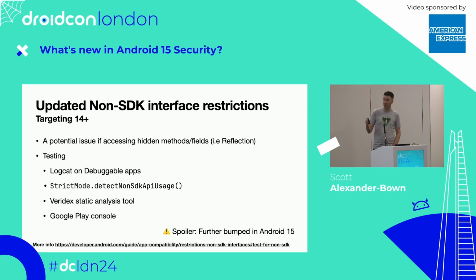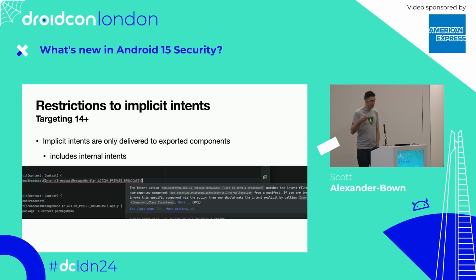So not much that we need to change for our own code. It's more third-party code, and adding testing to make sure that our app isn't susceptible to that. Another spoiler alert: in Android 15, this is bumped as well, and it's pretty much a copy and paste of the slide. I'm sure we'll see that in every new version of Android, this reducing down of what we can access. There was also a bunch of restrictions around implicit intents.